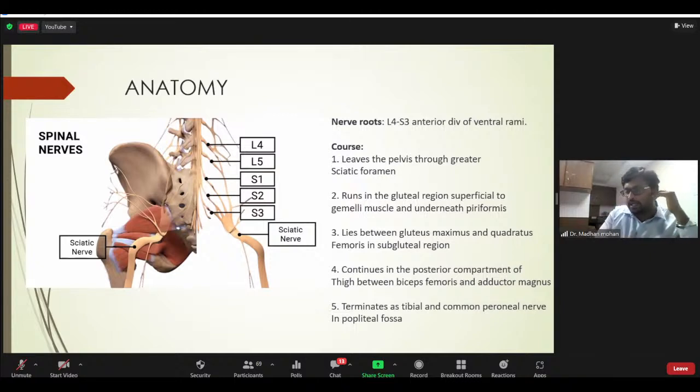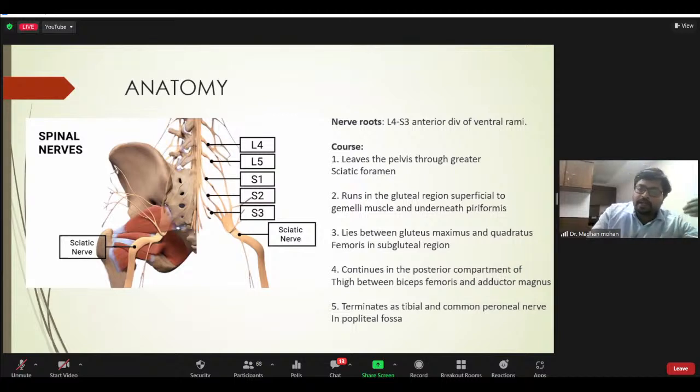And if you go further distally, the nerve lies between the gluteus maximus and quadratus femoris. This is mainly in the subgluteal region. Again, this is a potential area to block the nerve. If we come further distally, the nerve is going to enter the posterior compartment and it's going to lie between the biceps femoris and adductor magnus. Biceps femoris will be superficial and adductor magnus deep.